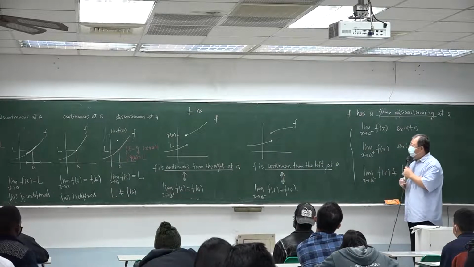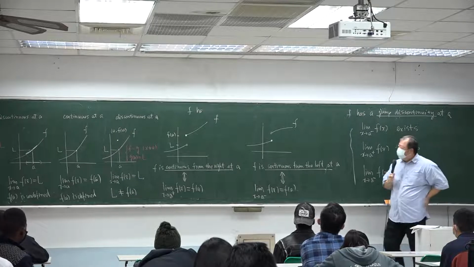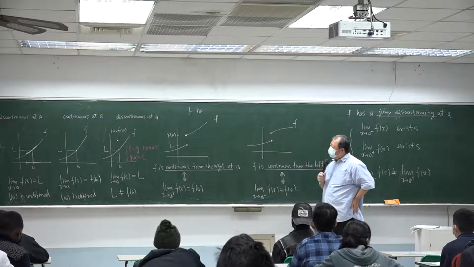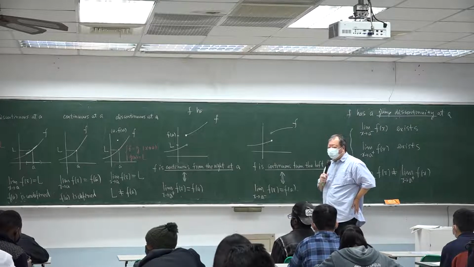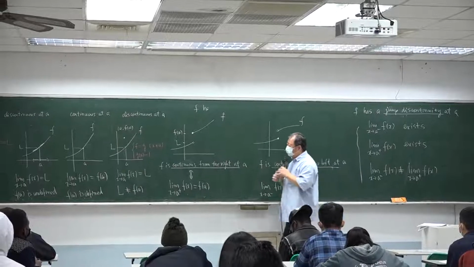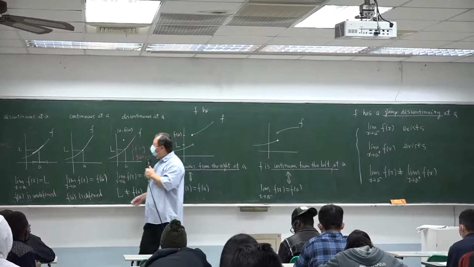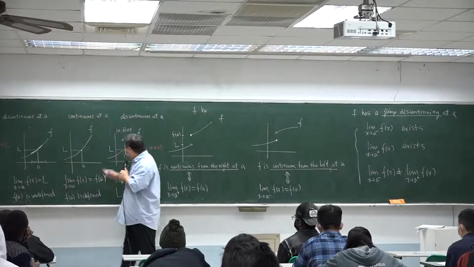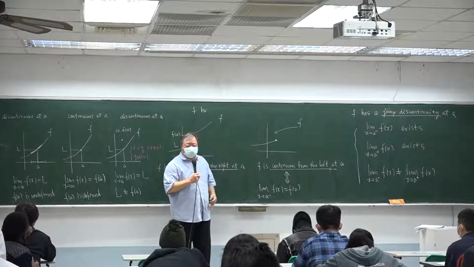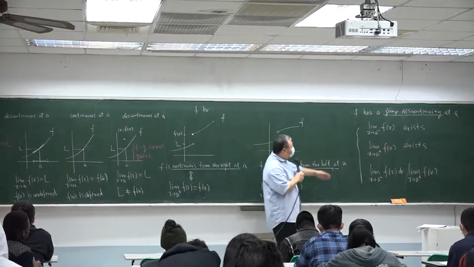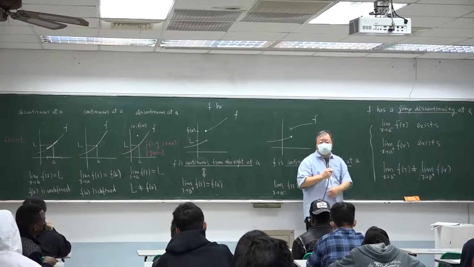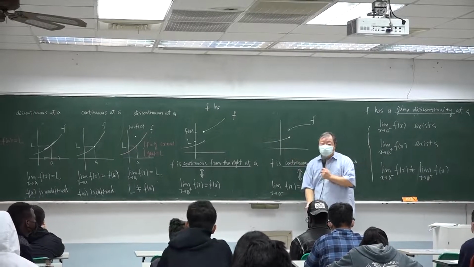Okay, so when someone tells you a function is discontinuous at some point A, but is removable discontinuous at that point, you know, oh, like this one or this one. F has a jump discontinuity at some point A. Oh, that means these two one-sided limits at A exist, but they are different. Like this one, okay?